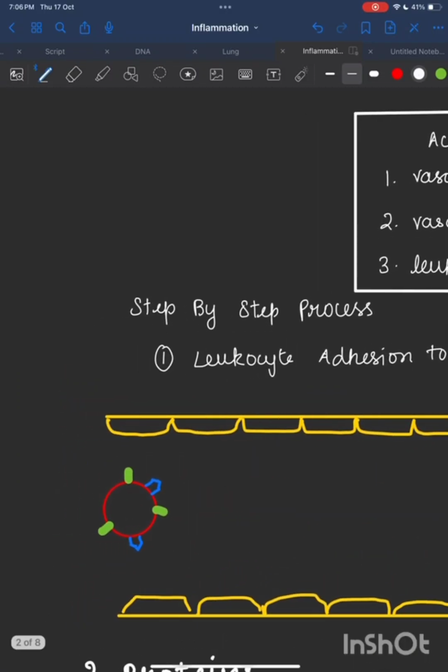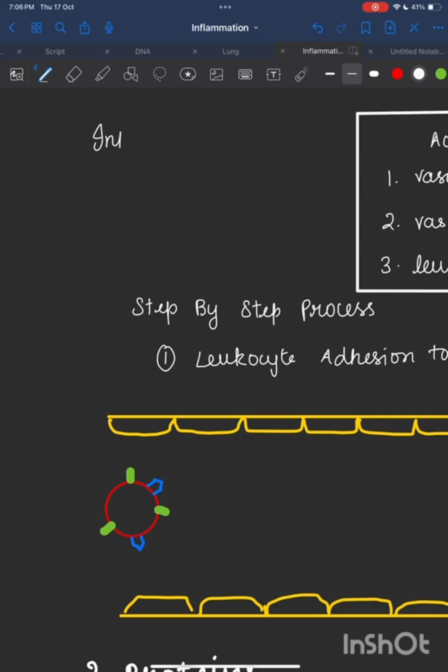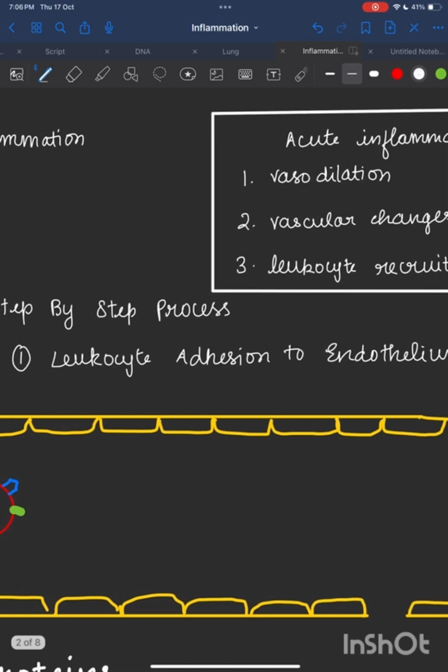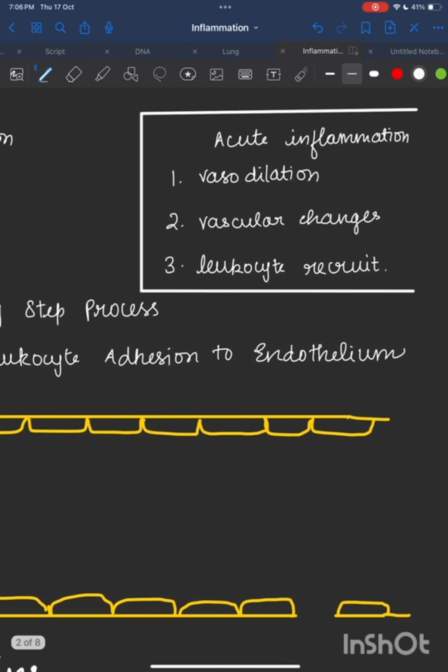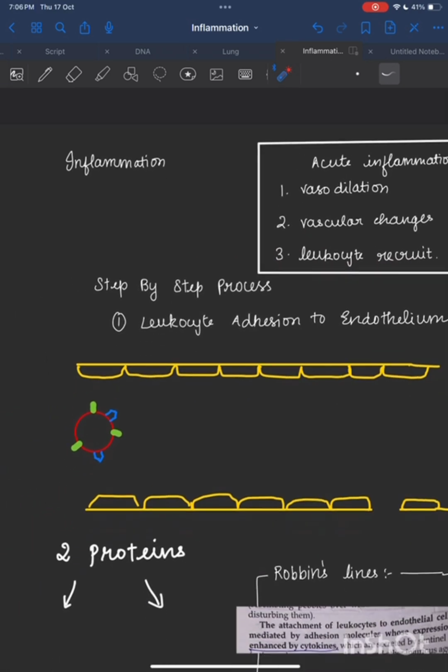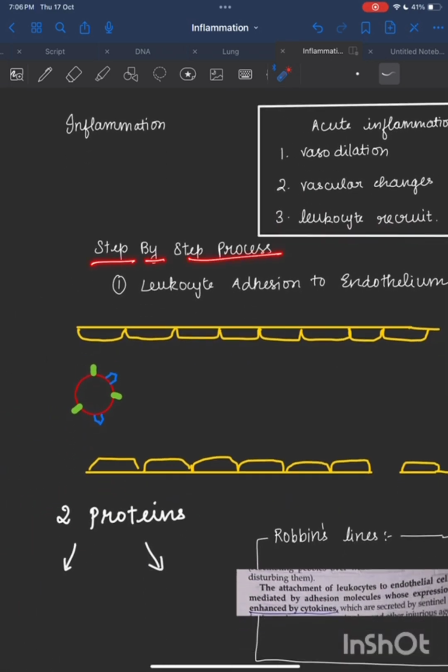Today we are going to see about inflammation. Inflammation, Chapter number 3. In acute inflammation, there are three major components: vasodilation, vascular changes, and leukocyte recruitment. Today we are going to discuss leukocyte recruitment. It is a step-by-step process.